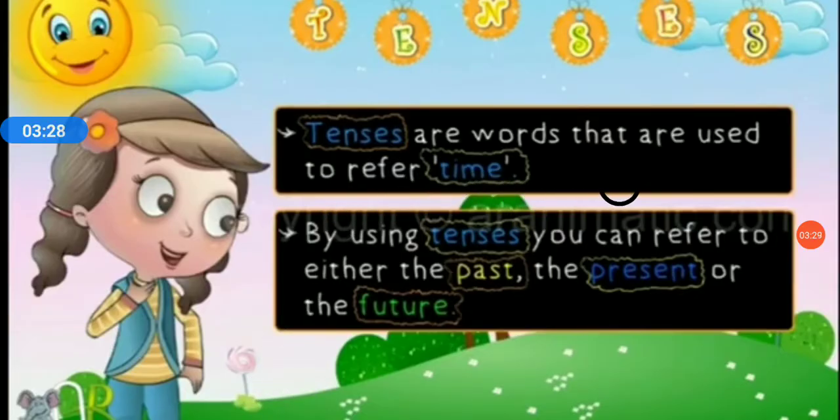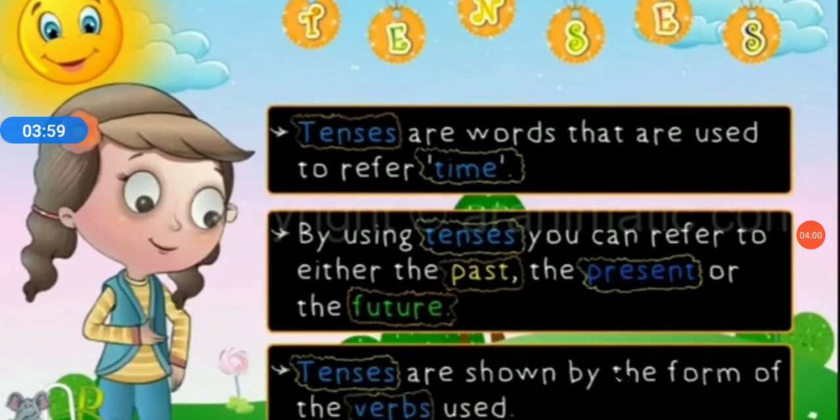Tenses are words that are used to refer to time. I have already told you, tenses are words that are used to refer to time. We get to know about the time of action. By using tenses, you can refer to either the past, the present, or the future. You can show whether you are talking about a past event, present event, or future event.